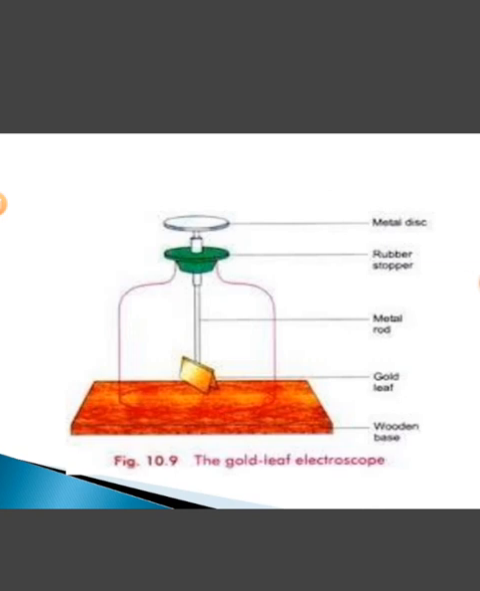Now, for drawing or assignment purposes, I will advise you to take note of this shape. It's simpler and it contains all that will be required of you in case you are asked to draw and label a gold leaf electroscope and state its function. Here we have the metal disc at the top. We have the rubber stopper, we have the metal rod, we have the gold leaf at this end, and we have the wooden base at this end. That's a picture of a gold leaf electroscope.